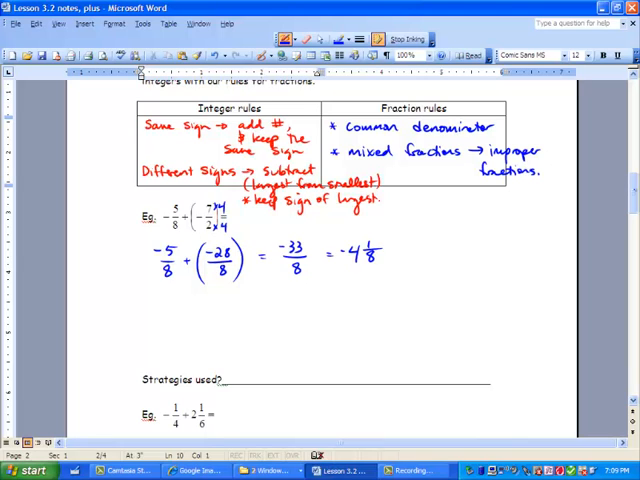So what strategy did we use? We got a common denominator, and we went to a mixed fraction.